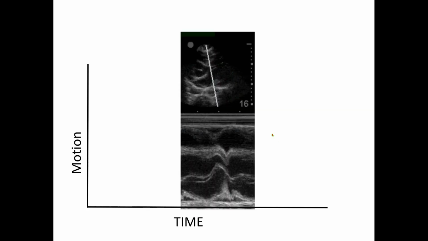So if we zoom in on one section, we've got our RV free wall up there. What's bright up here is going to be bright down here. What's dark up here is going to be dark down here. Next is our septum. And then we've got our mitral valve here, kind of approaching the septum here in diastole.